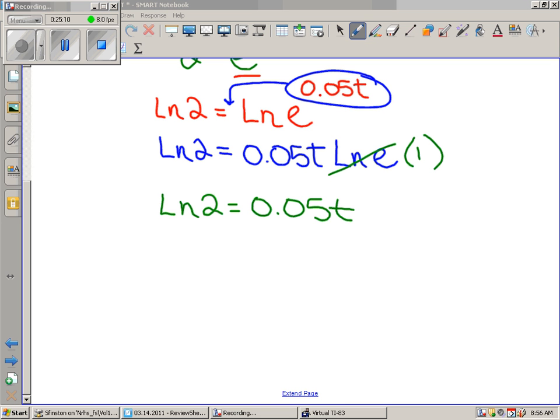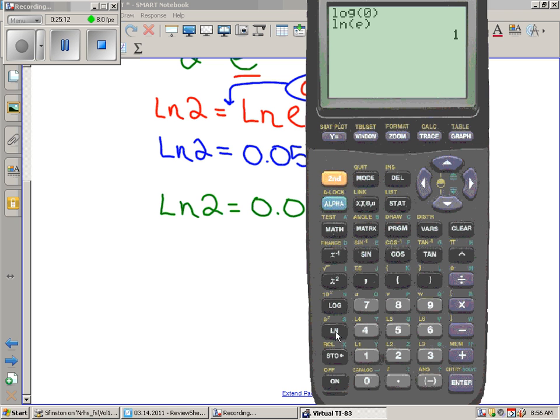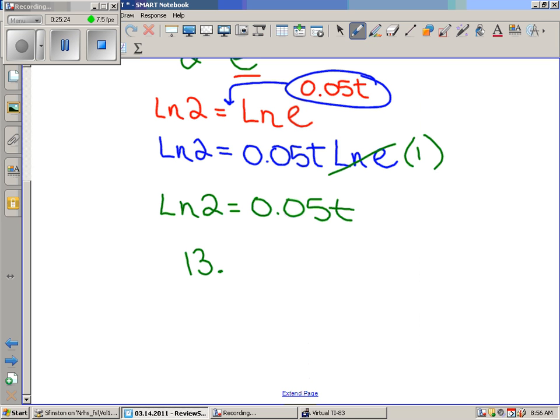Let's type that into our calculator. ln of 2 divided by 0.05, 13.86. So what is that to the nearest tenth? 13.9. 13.9 is approximately equal to t. That's it.